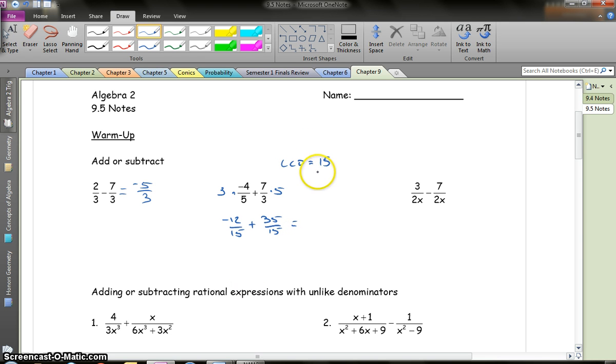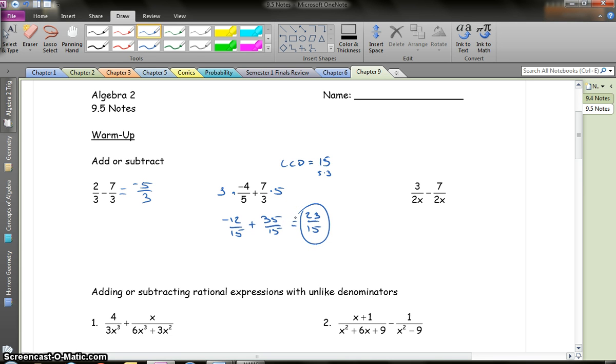Alright, so to get to 15 we have 5 times 3. Now we add the tops. Negative 12 plus 35 is 23 over 15. Can it be reduced further? Nope. So we leave it as is.